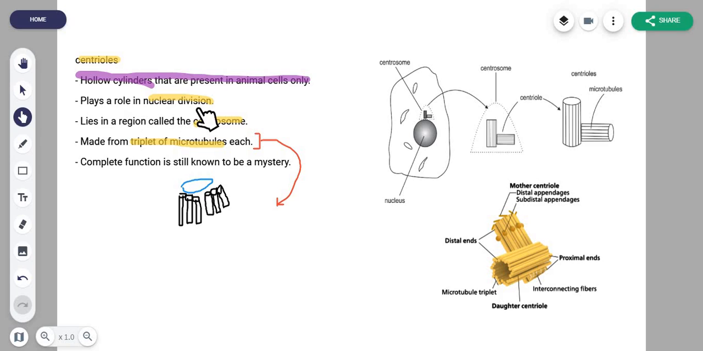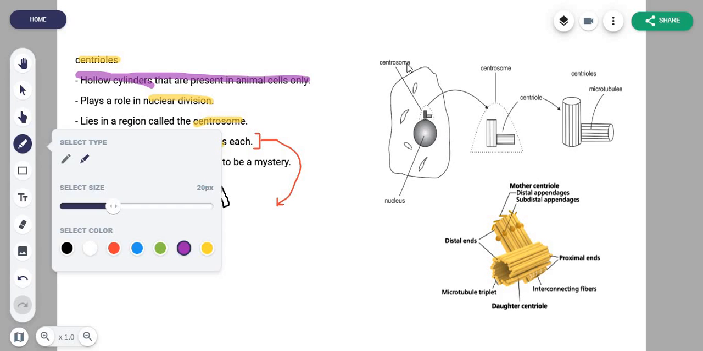So they play a role in nuclear division. Yes, microtubules make centrioles that play a role in nuclear division. So microtubules indirectly play a role in nuclear division by making spindles and so on, right? The centrioles lie in a region called the centrosome. Now this is an animal cell. This is the nucleus. If you look closely, this dotted region here is the region in which the centrioles are found, and that region is called the centrosome.